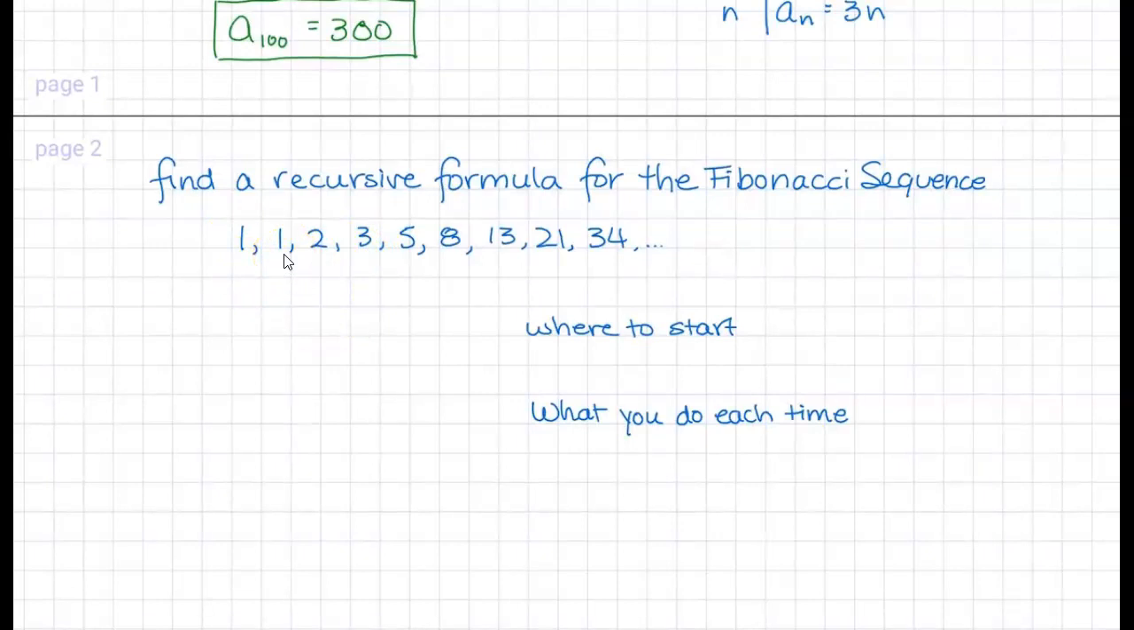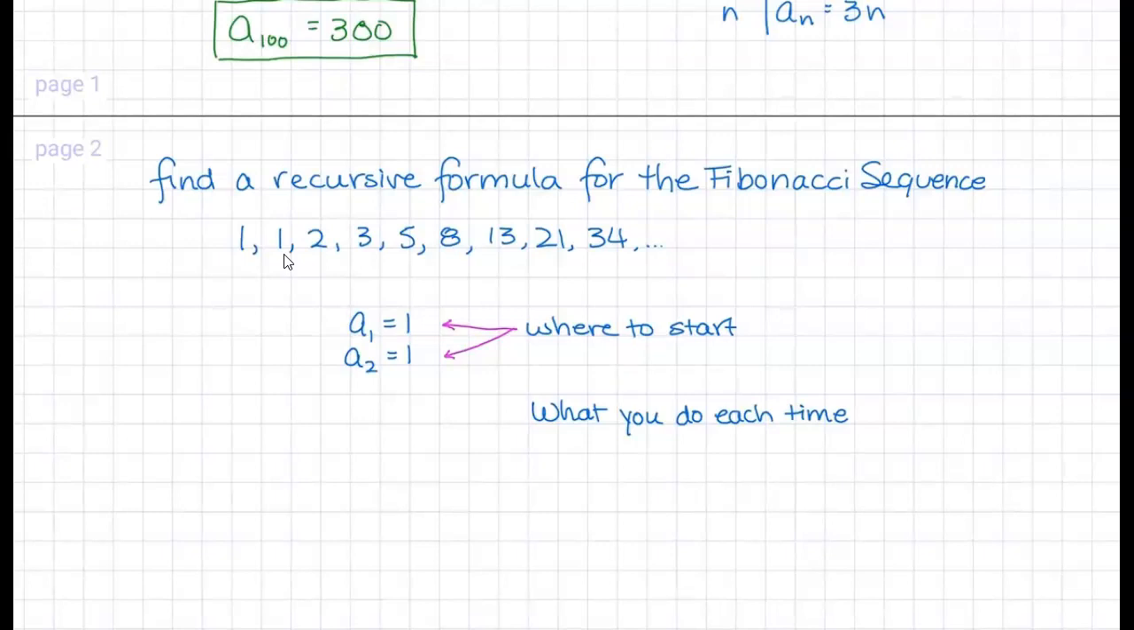So my where to start in this case, I have to give the first 2 terms. And so I just say, the first term is 1, the second term is 1. Now I've defined where to start. Now I have to say what I do each time. And so what do I do each time? Well, to find a term, you add the 2 previous terms.